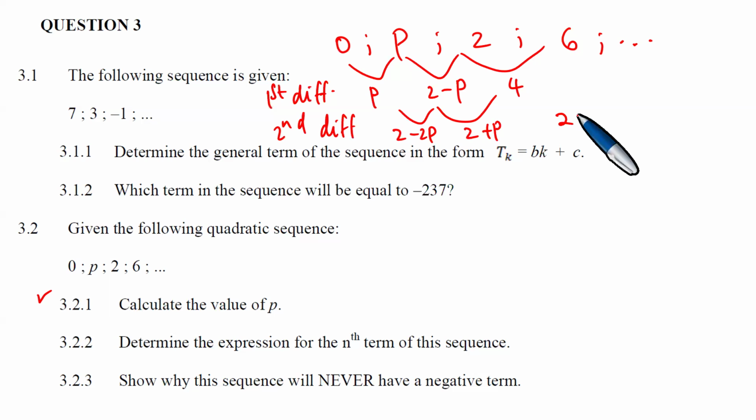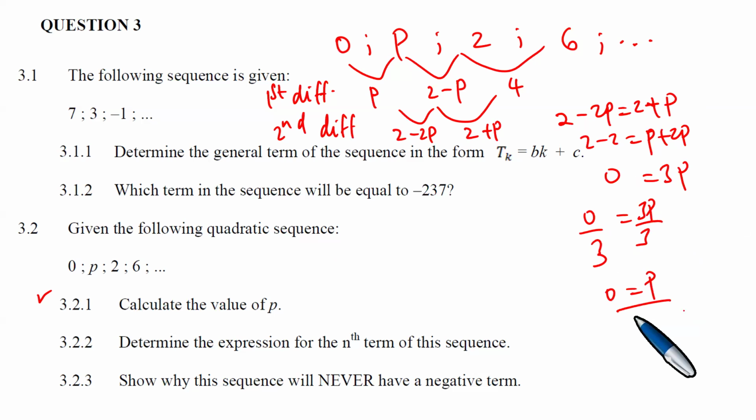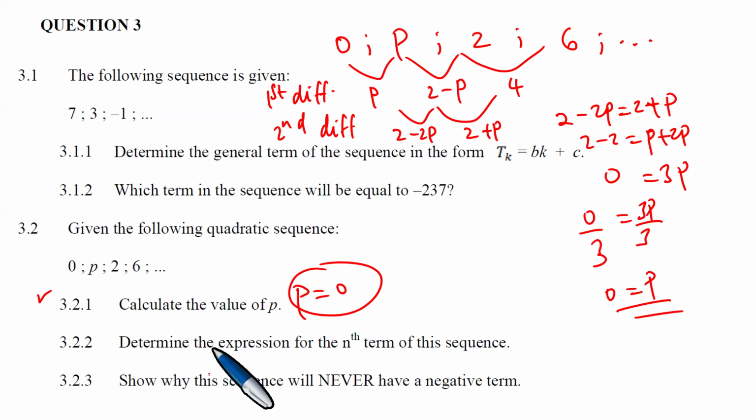So now if these are constant, it means 2 minus 2p is 2 plus p, which means that at this point you have 2 minus 2 equals p plus 2p. What is p plus 2p? You have 0 equals 3p. If 0 is 3p, what do we get the numerical value of p to be? You divide here, which means 0 is p. So calculate the value of p, it means p equals 0.